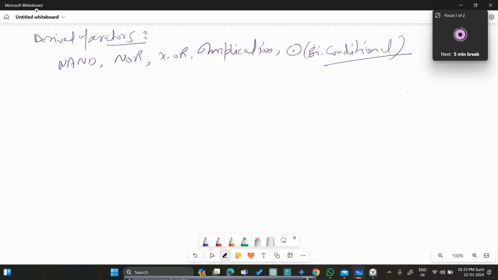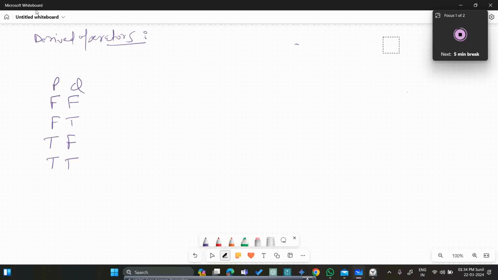Right. So let's say there are two variables P and Q. These are propositional variables. The possible combinations would be false false, false true, true false, and true true. This is the truth table.